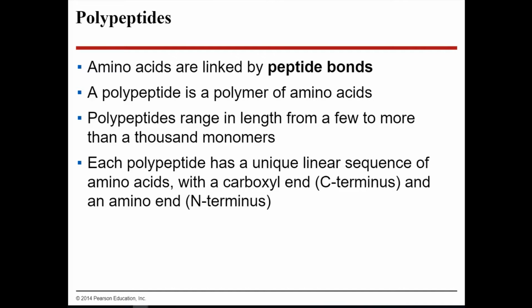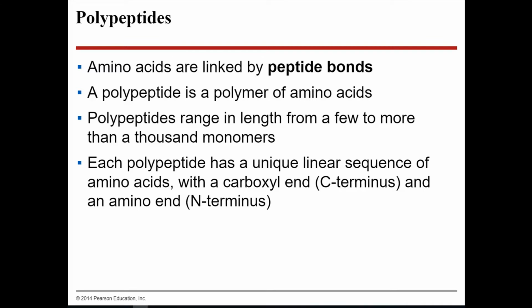So I could call a polypeptide that's composed of 2 amino acids a dipeptide. If it's composed of 3, a tripeptide. But then after that, we just call everything polypeptides. So most polypeptides are very large, like thousands and thousands of amino acids together, because proteins are very big molecules.